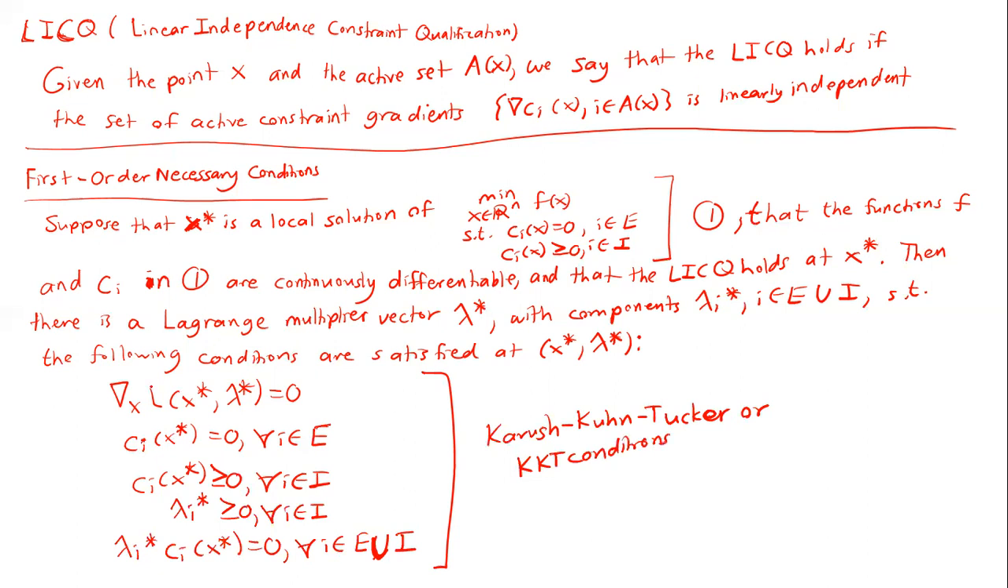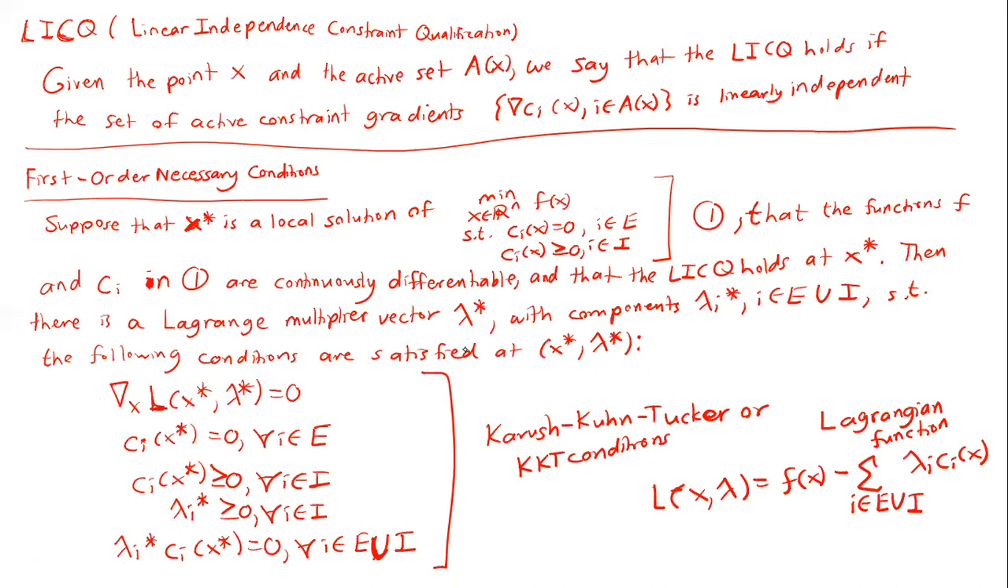And so this is an L. So L here, I should have defined what L is. So L in this case, as a function of x and lambda, is equal to f of x minus the sum for I in E union I of lambda I Ci of x. So this is the Lagrangian function.